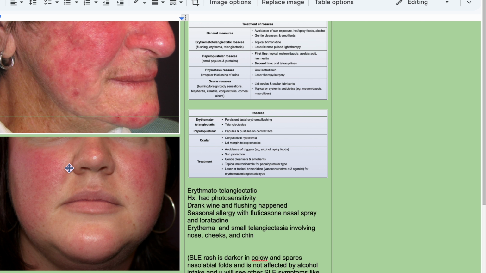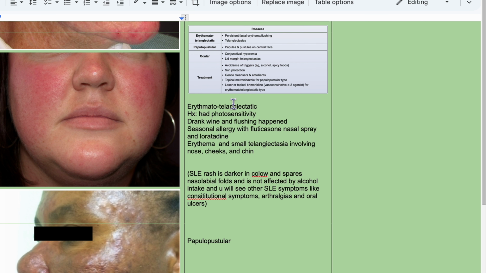Here they usually just ask you to identify what it is. So erythematotelangiectatic: history of photosensitivity, and they drank wine and flushing happened. Seasonal allergy treated with fluticasone nasal spray and loratadine, and erythema and small telangiectasias were seen in the nose, cheeks, and chin. That's what the vignette had, and you were supposed to pick rosacea from that.